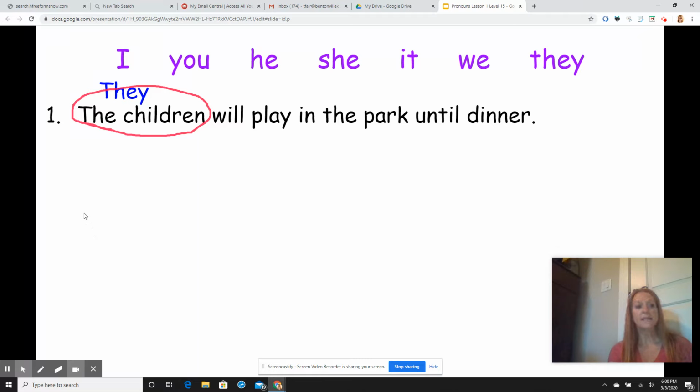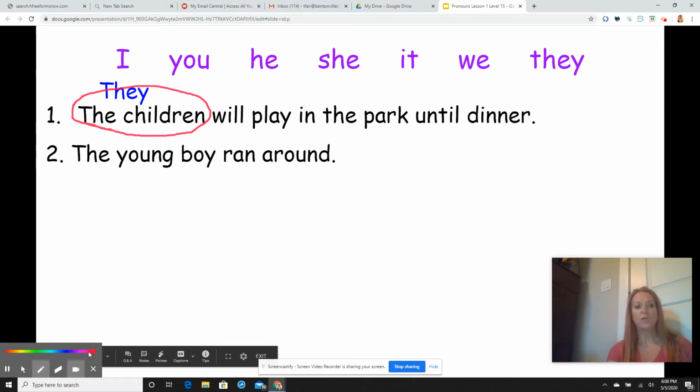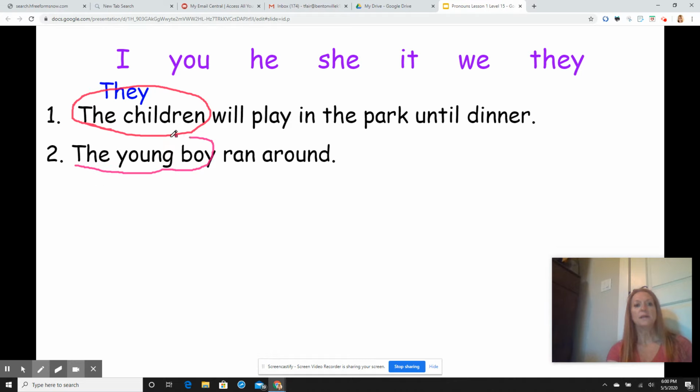Okay, let's look at this next sentence. The young boy ran around. What's the subject of this sentence? That's right, the young boy. Let me get that pencil and mark that. So I'm going to circle the young boy. That's the subject part of this sentence. It's what the sentence is talking about. It's who the sentence is talking about. The young boy. Now, what pronoun do you think we could use in place of the young boy?